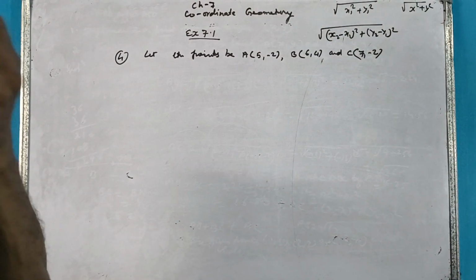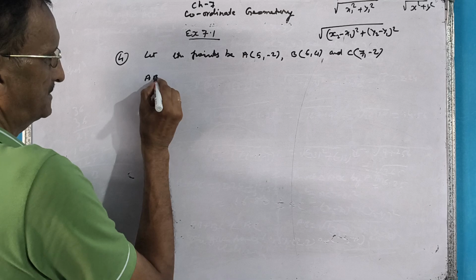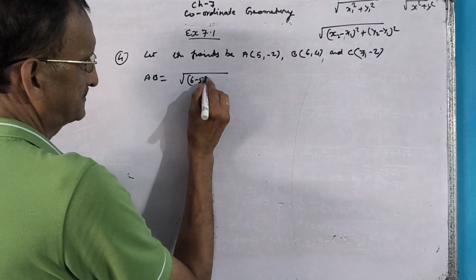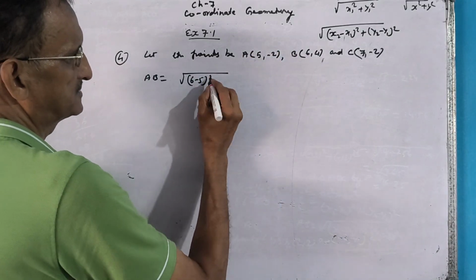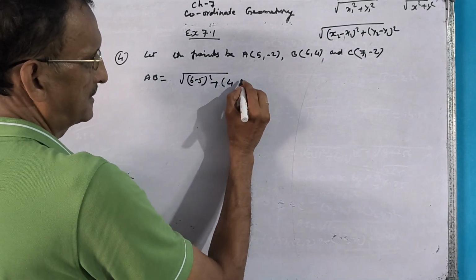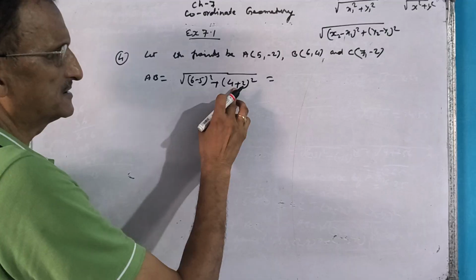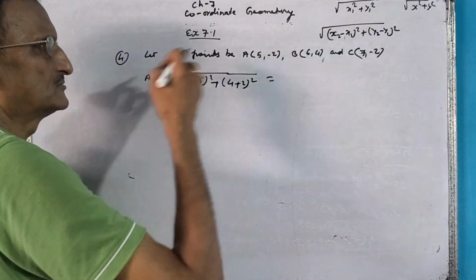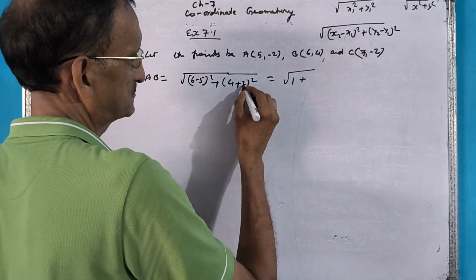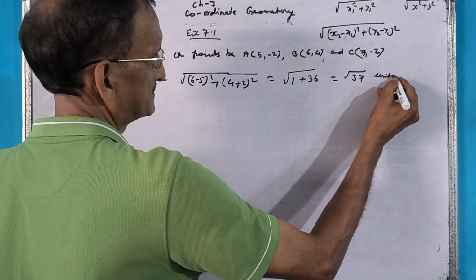Now, what is an isosceles triangle? If two sides are equal, we need to prove that. So only use the distance formula. Find AB. What is AB? (6 minus 5), that is X2 minus X1 whole square, plus Y2 minus Y1, where Y2 is 4, so (4 plus 2) whole square. Understood? So this is 1 square and this is 6 square, 36. So you will get root 37 units. You can write it or leave it.